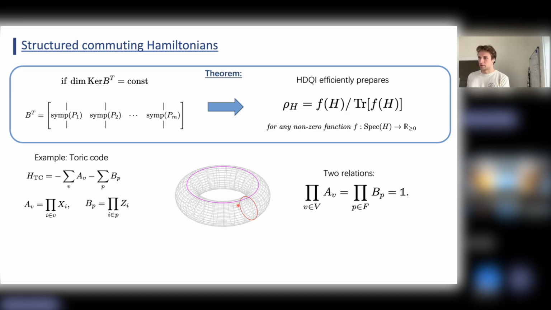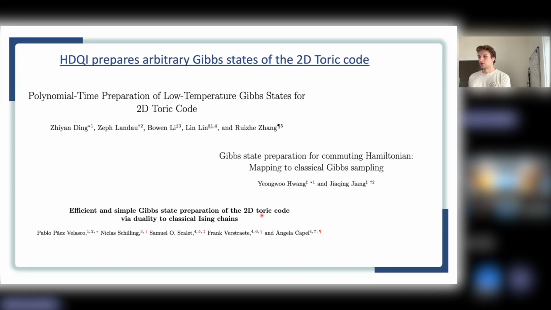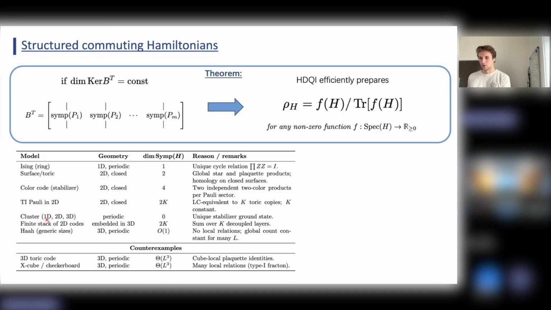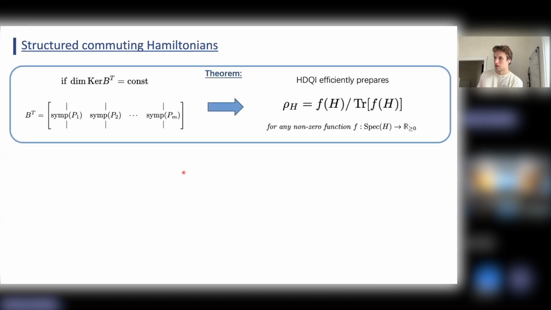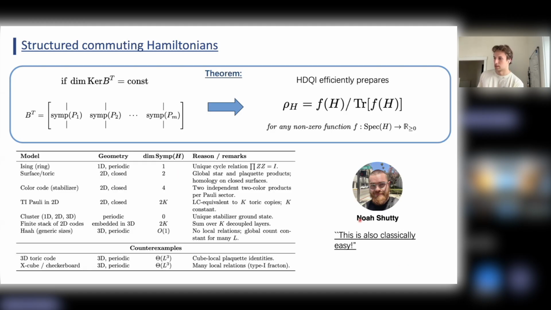We can prepare Gibbs states at arbitrary temperature, but the same is true for all these Hamiltonians here, so I'm not going to talk too much about them. Preparing Gibbs states at arbitrary temperature for these Hamiltonians has been a topic of recent interest. There are a bunch of papers that give the first, or seemingly the first, efficient protocol for preparing these Gibbs states in polynomial time. HDQI subsumes many of these results. We also do it for many of the Hamiltonians studied in these papers. But as I said, we also give a classical algorithm.